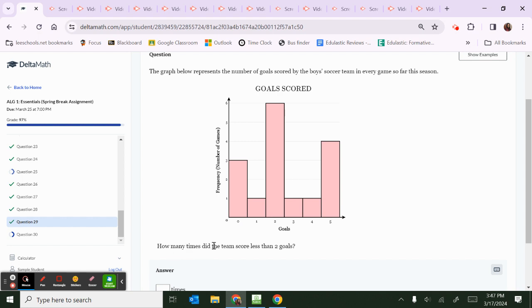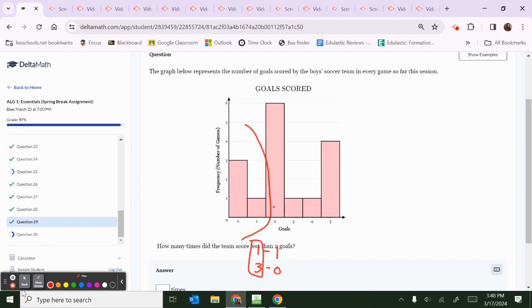Okay. How many times did the team score less than 2 goals? All right. So less than 2 goals would be everything over here. Because again, guys, 2 goals is right here. So I need to look at everything over here. So how many times did the team score less than 2 goals? So they scored 1 goal in 1 game. All right. And they scored no goals in 3 games. So total amount of games that they scored less than 2 were 4 games.